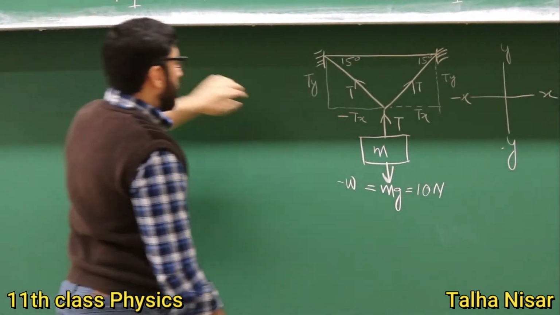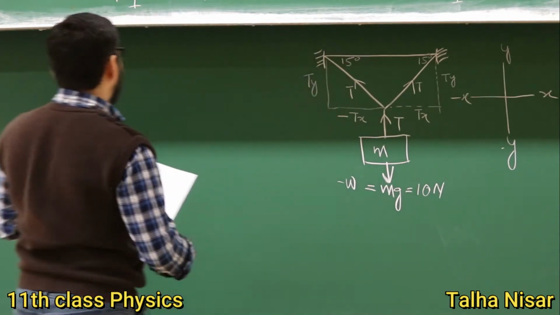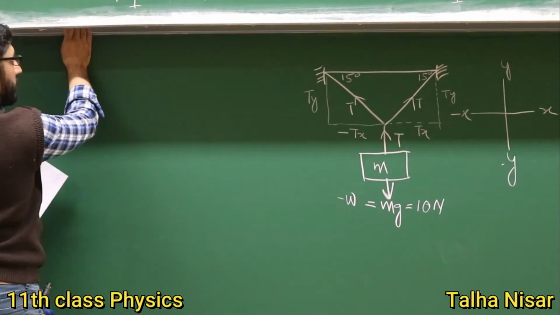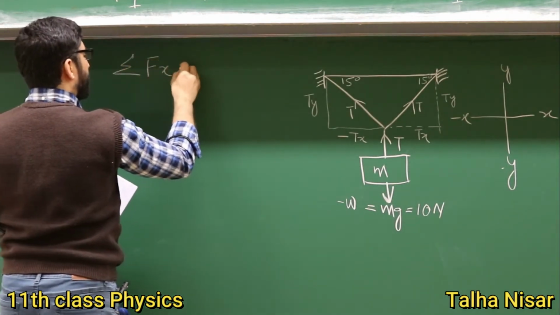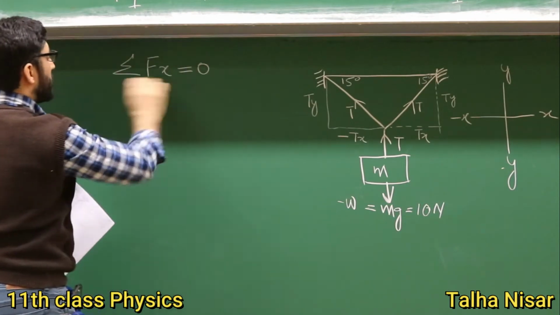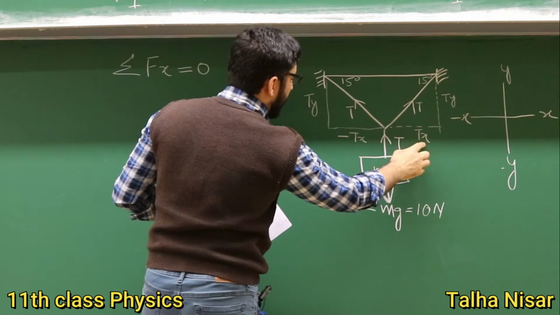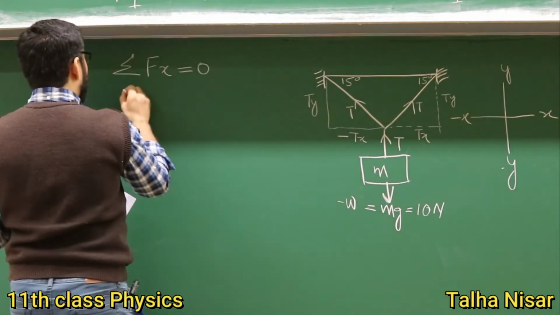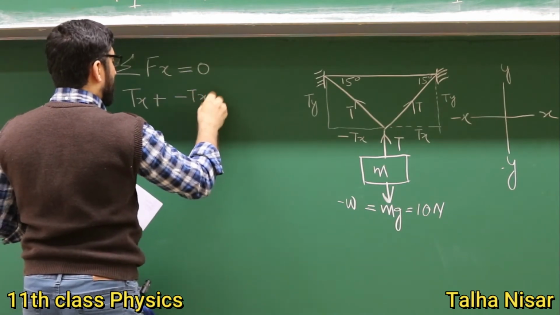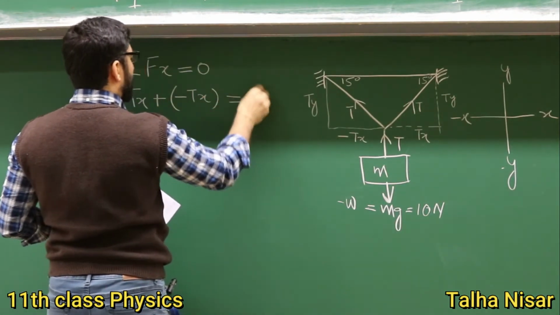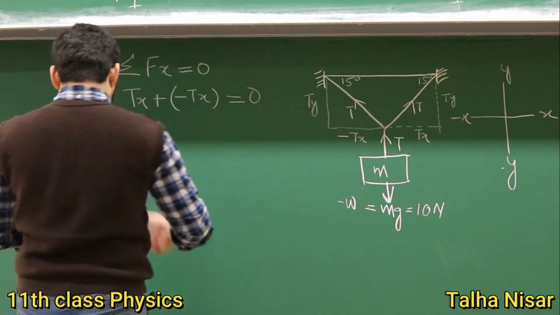So now we have two types of forces. One is in the horizontal axis, and the other one is in the vertical axis. So for the horizontal forces here, Fx is 0. This is the first condition of equilibrium. So what are the forces? We have the Tx, and then we have the minus Tx. So the total force is Tx plus minus Tx. They will cancel each other, and there is no force in this direction, so the sum is 0.